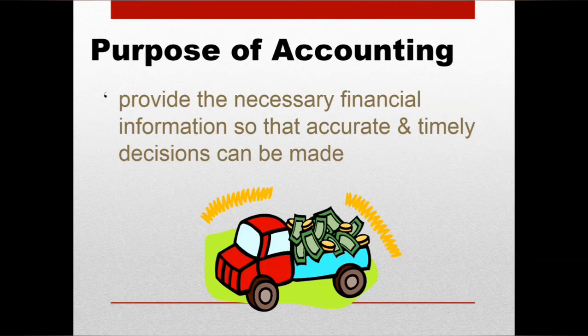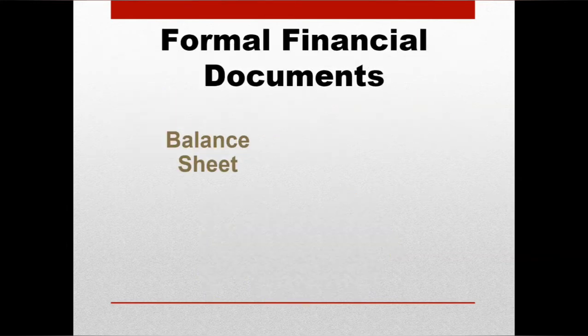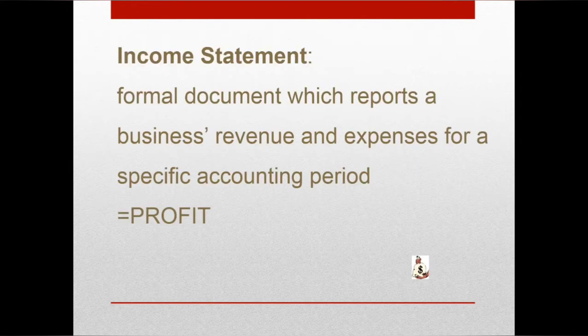That information, if you remember, is collected by the accounting department, it's sorted by the accounting department, and then hopefully at the end it's able to be turned into one of two formal financial documents. So we have the balance sheet and the income statement. If you recall, the balance sheet shows us the value of the business to the owner, and today we're going to be focusing on the second formal financial document, which is the income statement.